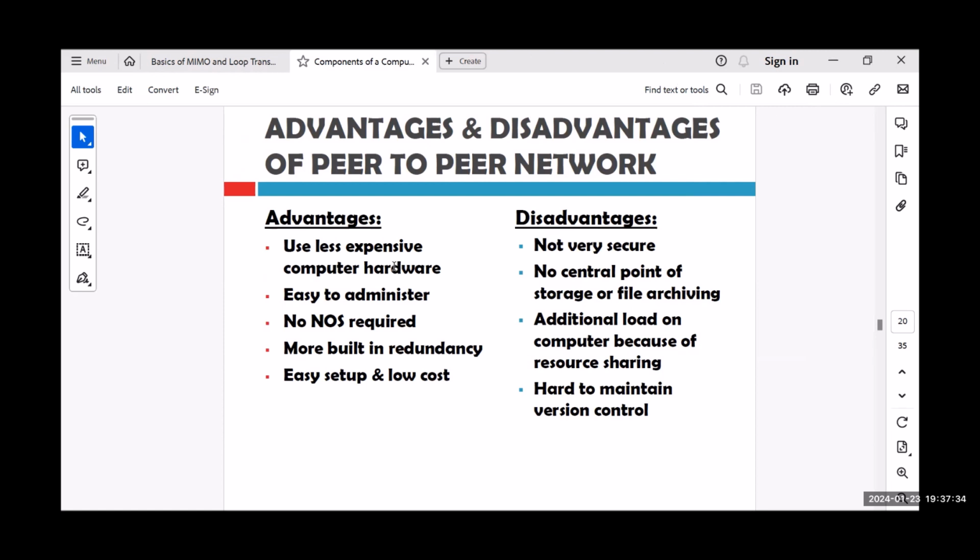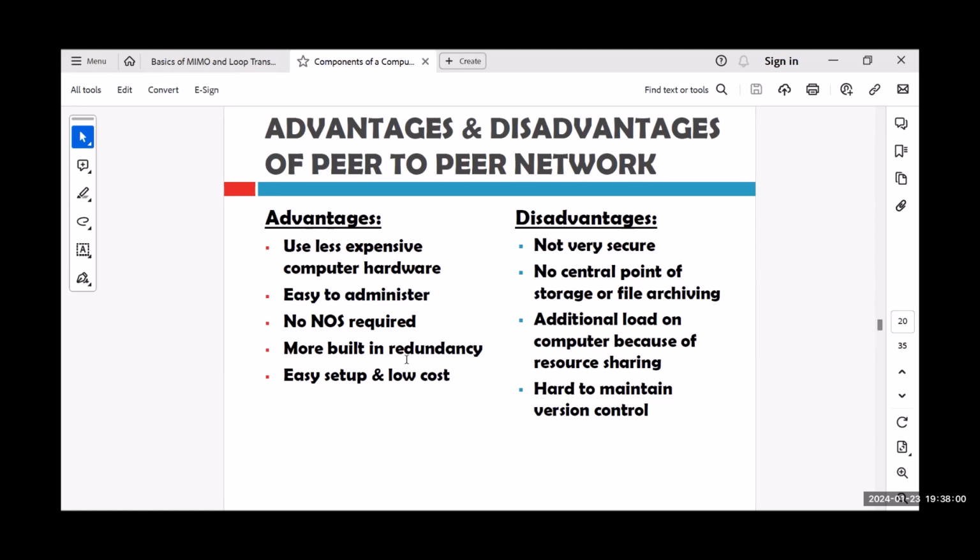Okay, so I was talking about the advantages and disadvantages of peer-to-peer network. The advantages are that it uses less expensive computer hardware. It is easy to administer. No NOS is required. That is, no network operating system is required because every computer is directly connected to the other computer. So you don't need to have a dedicated network operating system.